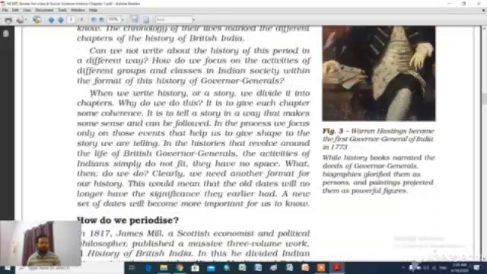One important thing you should know is that when we write history or a story, we divide it into chapters. Why do we do this? Because it is to give each chapter some coherence, and to tell a story in a way that makes some sense and can be followed.